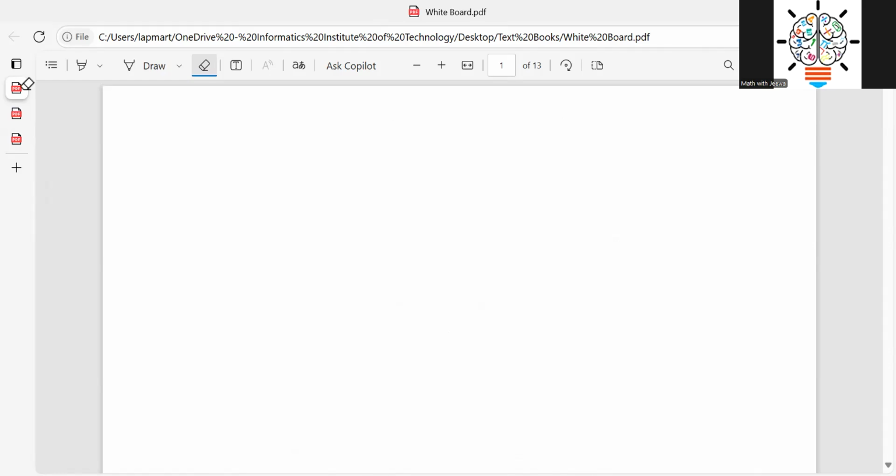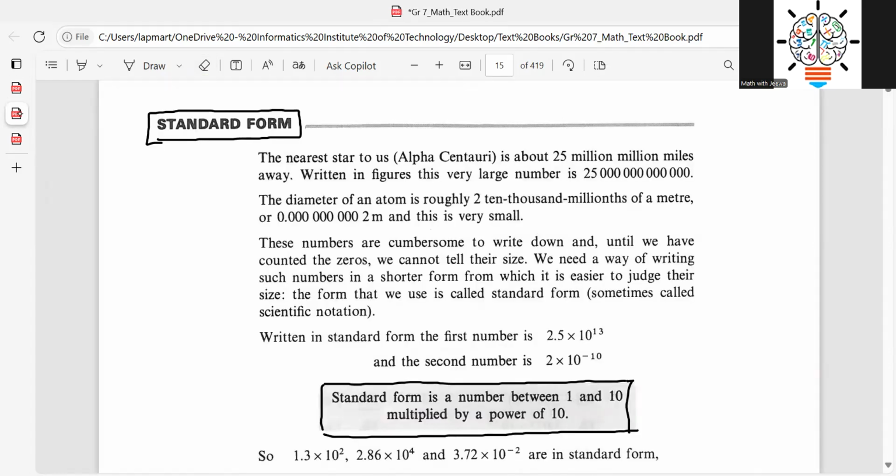You learn the same thing with your science teacher, but with a different name. We call it the scientific notation. The same concept you follow with your science teacher, but she will call it scientific notation. This is the standard form of writing numbers.